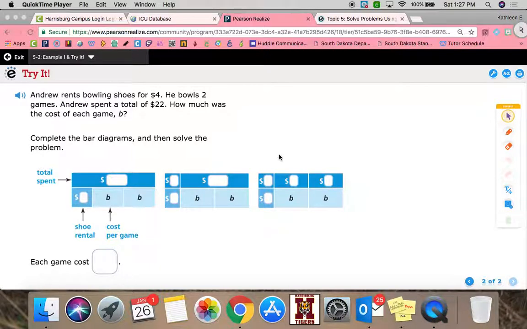Topic 5-2 is about solving equations. Hold on, trying to plug something in. Here we go. All right.